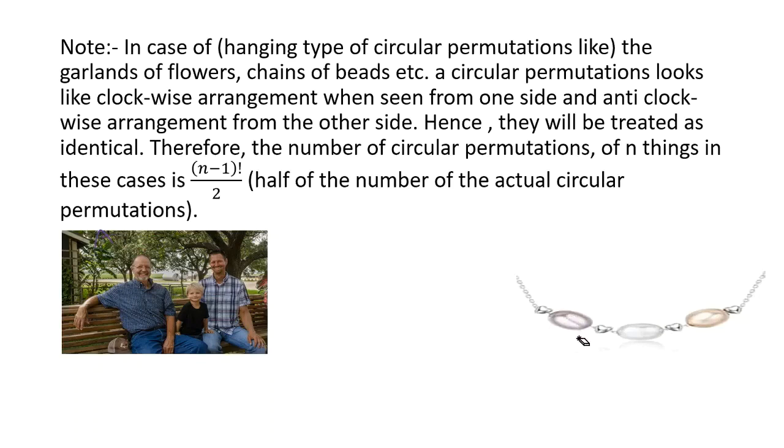If you view this chain from the front, then this is to your right side and this is to your left side. If you view this chain from the back side, then this one will be to your right side and this one will be to your left side. That means both clockwise and anti-clockwise permutations are treated as a single permutation.